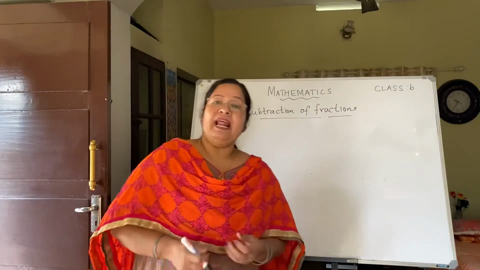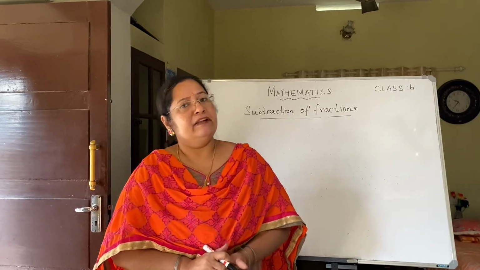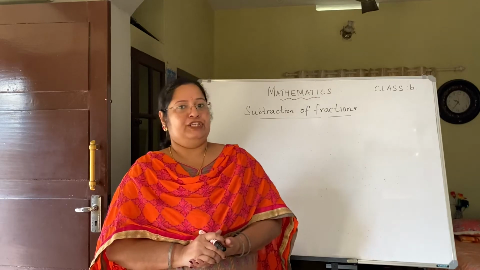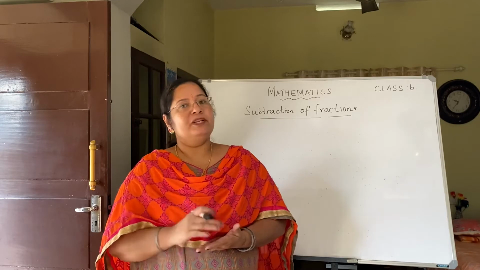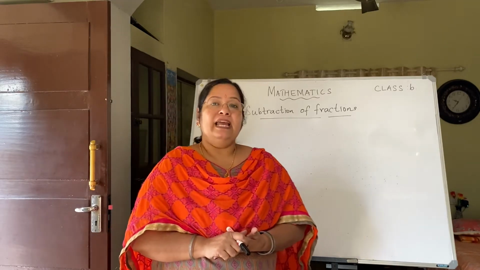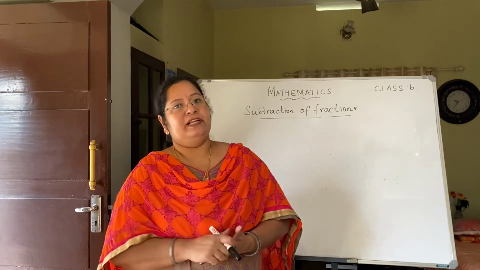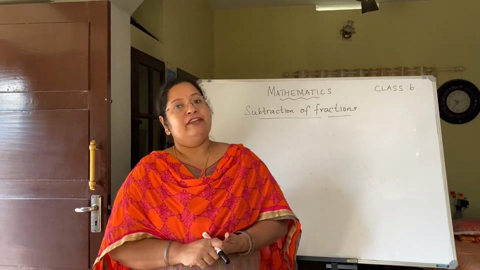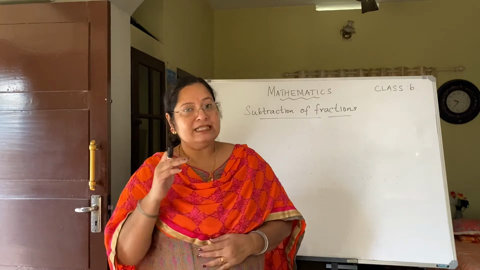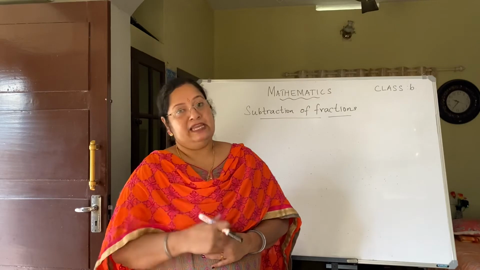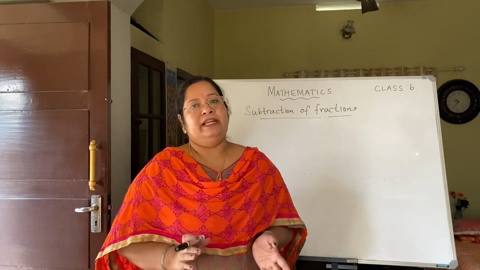To subtract fractions, the step is the same as what we have done for addition. The only thing is the operation is different. In addition we added the numerators, but here we subtract the numerators. So to subtract two like fractions, we keep the denominator of the resultant fraction the same as that of the like fractions, and we subtract the numerators.